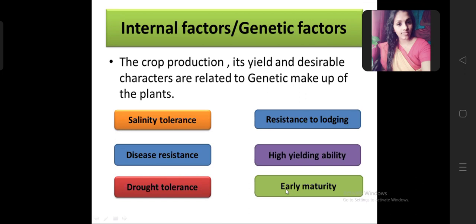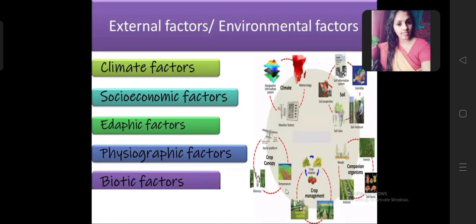Okay, so we are moving to the next topic. I hope this is very clear for you. The next one is external or environmental factors. These are the things not related to the genetic material. And nearly 50% of crop production depends upon these environmental and external factors.